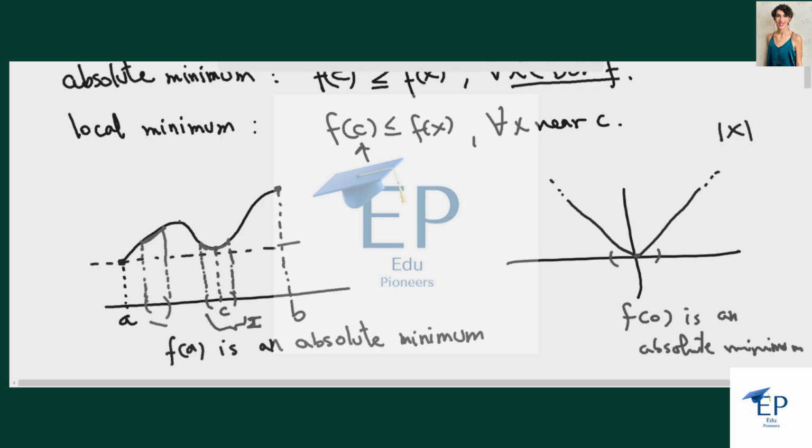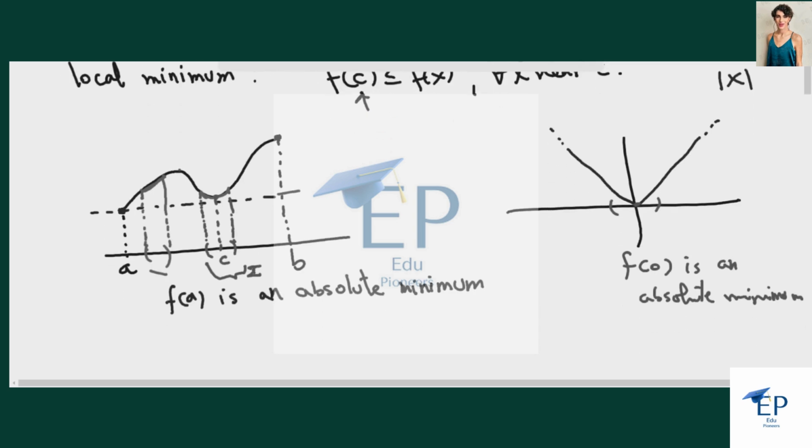It's an absolute minimum. But it's also a local minimum. If you look close to that point only, that is, you stay at a portion of the graph that contains 0, of course, in that case it is again the smallest of the values. So in this case, it is an absolute minimum and a local minimum.